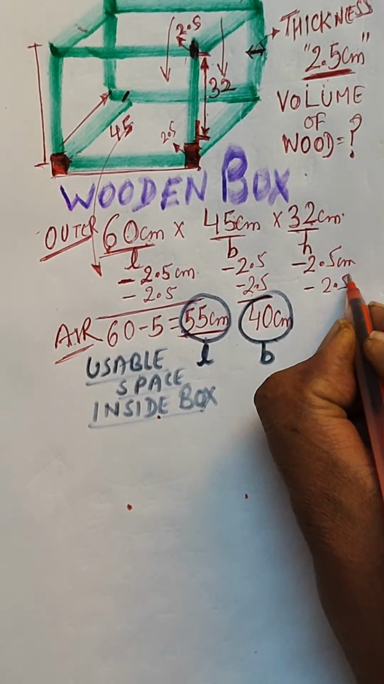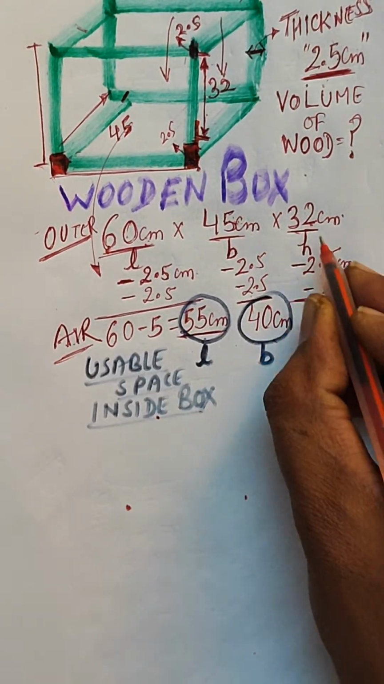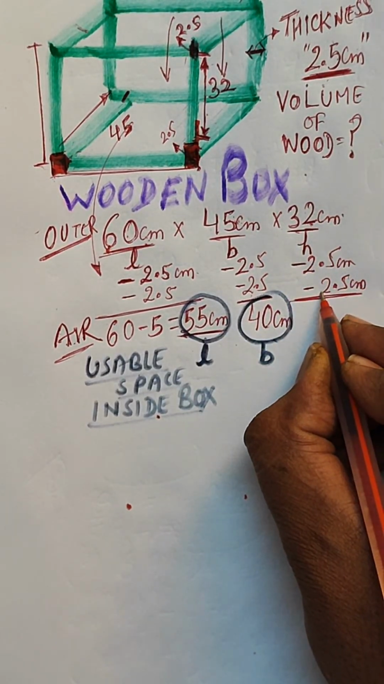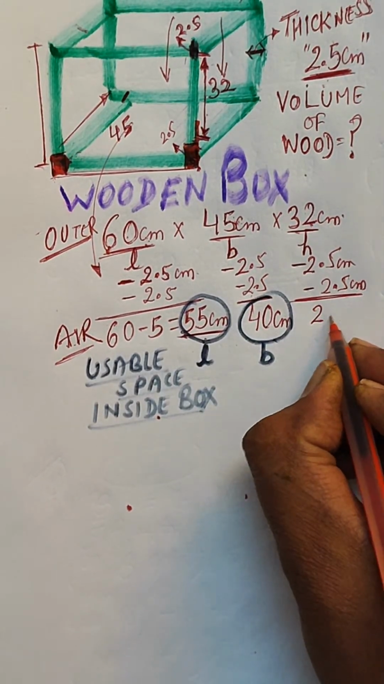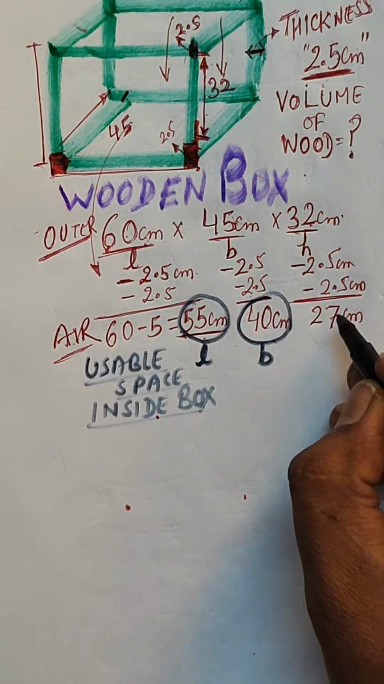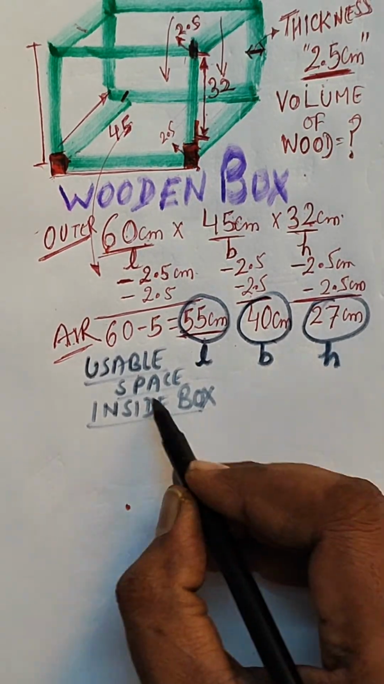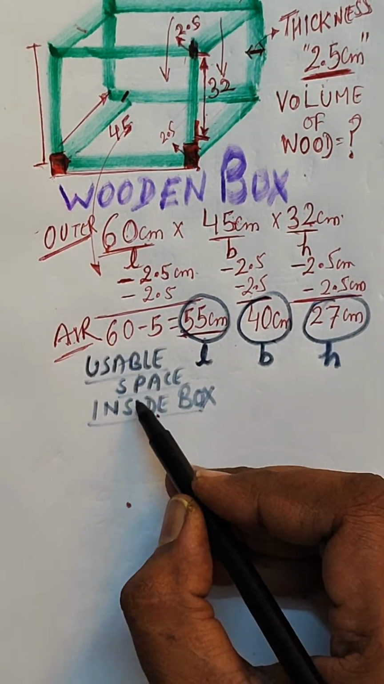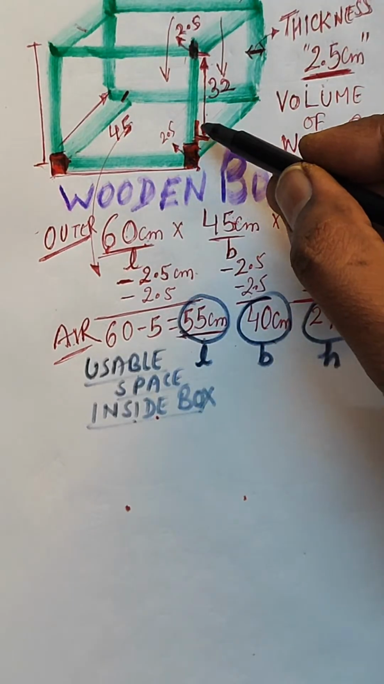So minus 2.5 centimeter. So this will give you 32 minus 5, that is equal to 27. So 27 centimeter, the new height for the usable space. The usable space, that means the box which can be assumed to be seen inside this.